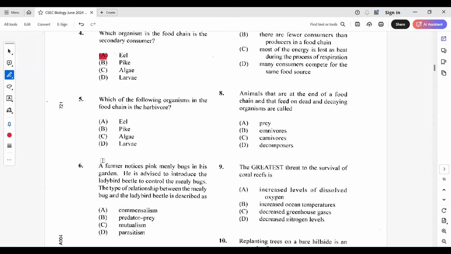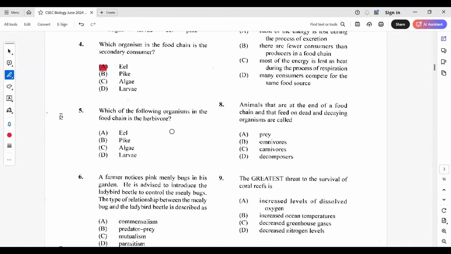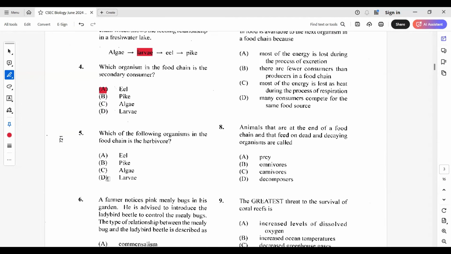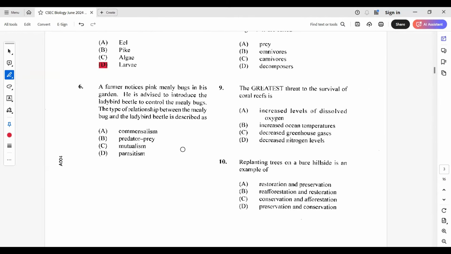Question 5. Which of the following organisms in the food chain is the herbivore? The herbivore is the organism that eats plants, and we know plants is the start of the food chain. So that makes the larvae D, the herbivore.